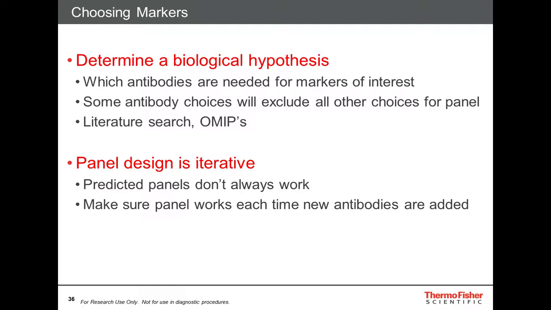So of course, this goes back to high school science, right? Or maybe even elementary school science. We determine a biological hypothesis. Which antibodies do we need for markers of interest? You're going to do a literature search, and there's a really helpful source that you can use for this. They're called OMIPs. I'll talk about that in a minute and show you where you can find them.